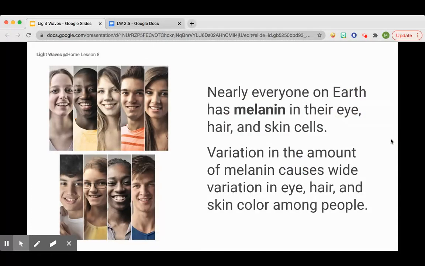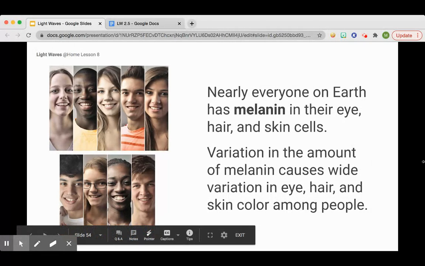Okay, so nearly everyone on Earth has melanin in their eyes, hair, and skin cells, and the variation in amount of melanin causes wide variation in eyes, hair, and skin color among people. So the more melanin in your skin you have, the darker your skin color, the lighter your skin color will be.